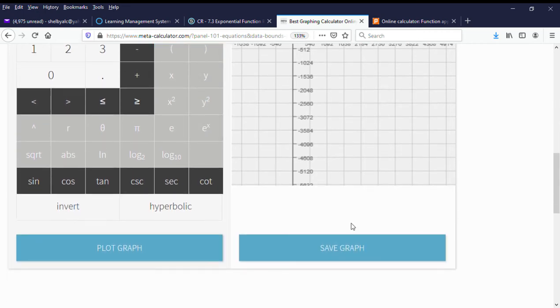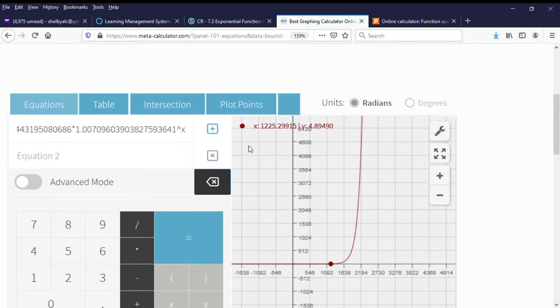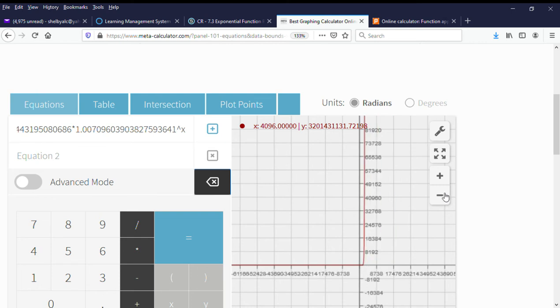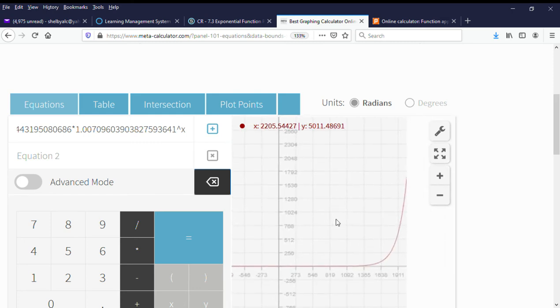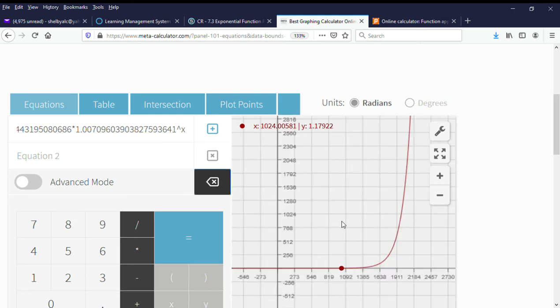On this guy here, you should see plot graph. If it didn't already plot, sometimes when you press enter you're going to get it there. We can see our graph, and we can zoom in or zoom out. If you're in a position where your graph looks like this, keep zooming out until you can actually see it, and then you can move the space around.